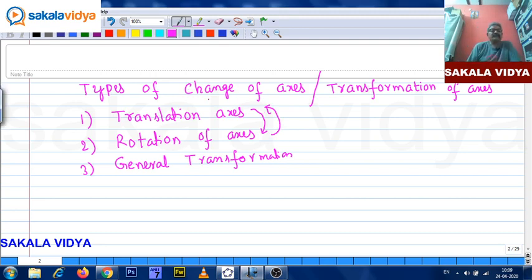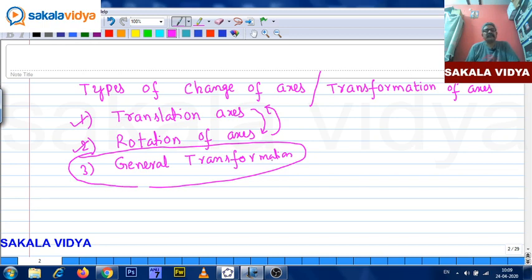Generally, we discuss the translation of axis and rotation of axis only, but according to the competitive entrance examination, sometimes we discuss the general transformations. So let us concentrate on translation of axis and rotation of axis. Now, what is the translation of axis? Let's have a discussion of translation of axis.